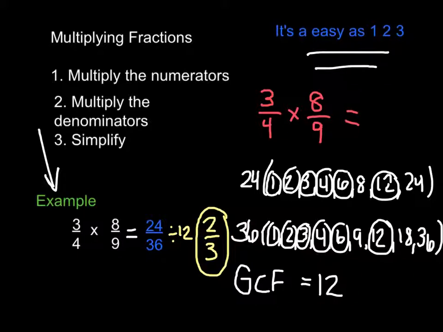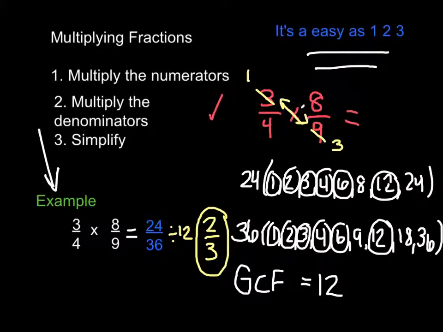Let's try to make this even a little bit easier. As you can see, I've rewritten this problem right here in red, and I have 3/4 times 8/9. Remember, boys and girls, we can divide by any numerator and denominator that share a common factor. So if I take a look here, I can see that 3 and 9 share a common factor of 3. I'm going to divide 3 by 3, which is 1, and 9 by 3, which is 3.